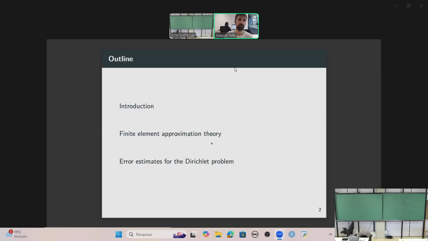And finally, we're going to do some applications briefly to the Dirichlet problem to see what kind of errors we can get when we approximate the solution to a Dirichlet problem by elements in a finite element space.